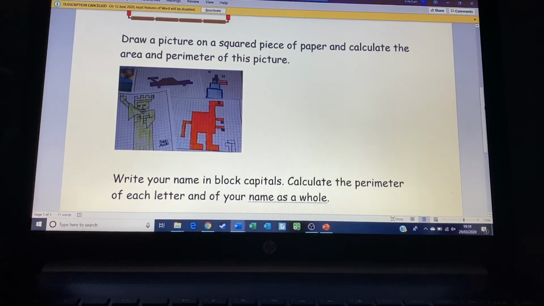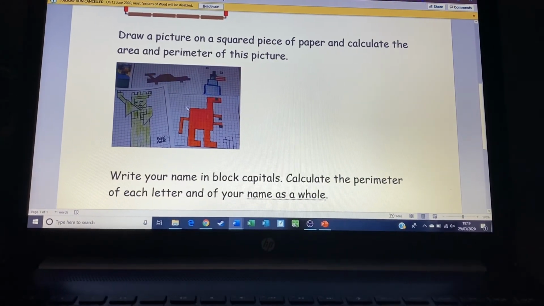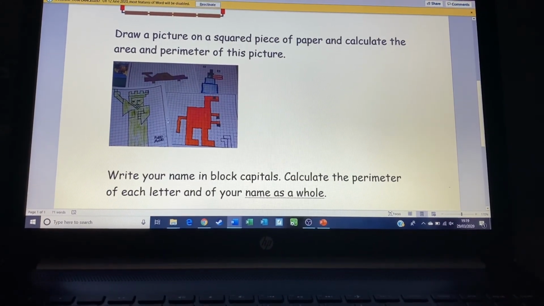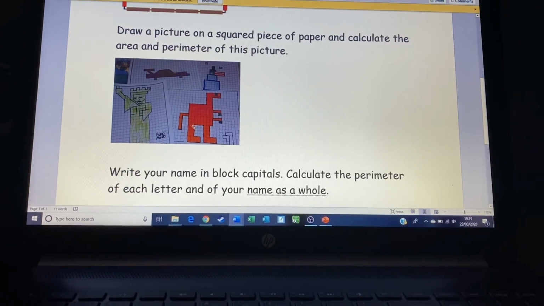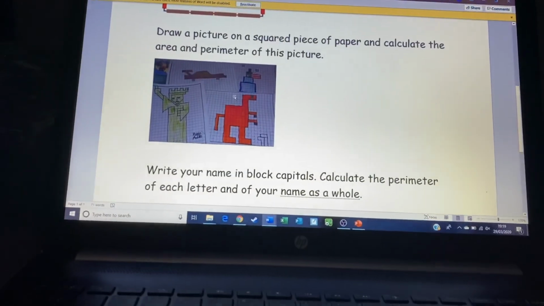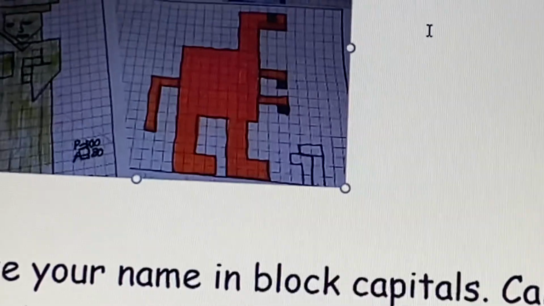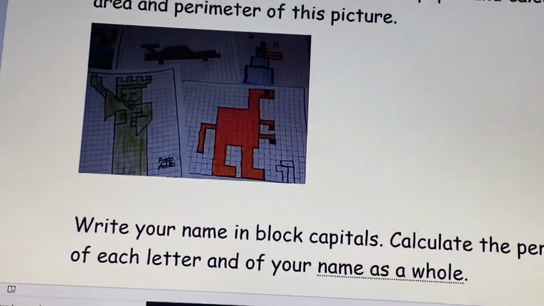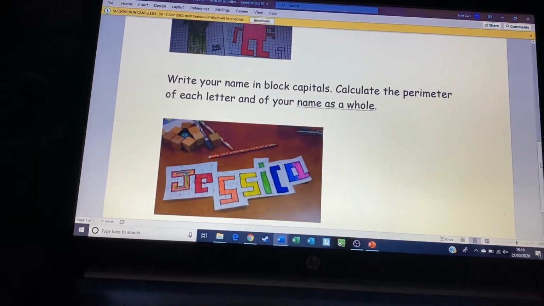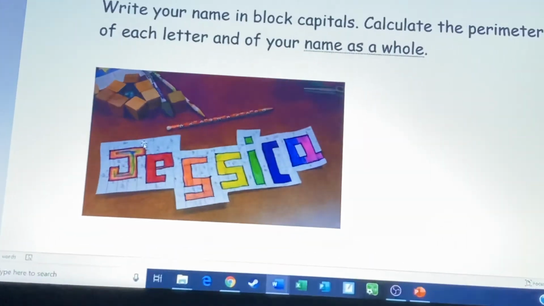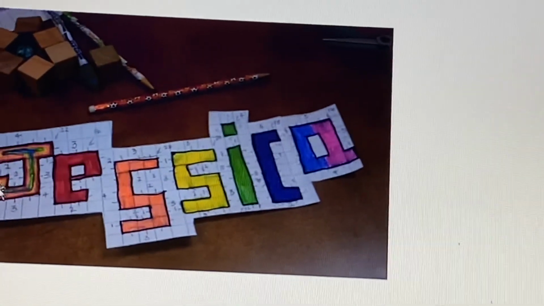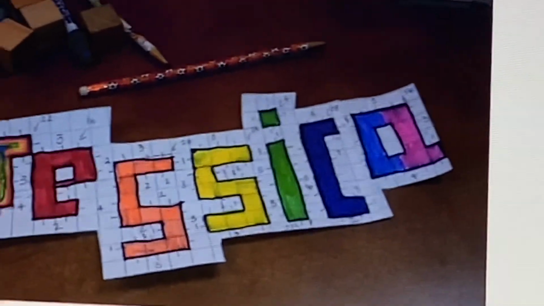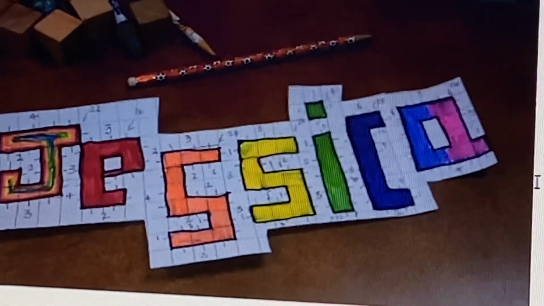You might want to draw a picture on some squared paper and then work out the perimeter there. Again, might want to even work out the area just by counting the squares and then determine which is greater, the area or the perimeter, and why you think that might be the case. And the final one, sort of writing your name in block capitals. And again, working out the perimeter. You can just about see the numbers here where somebody has done that before.